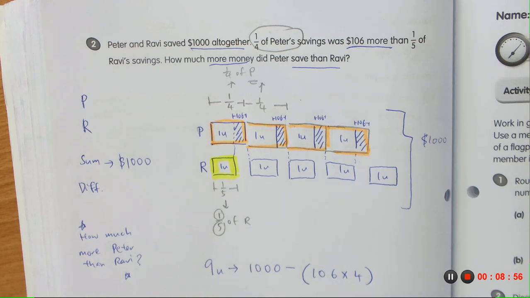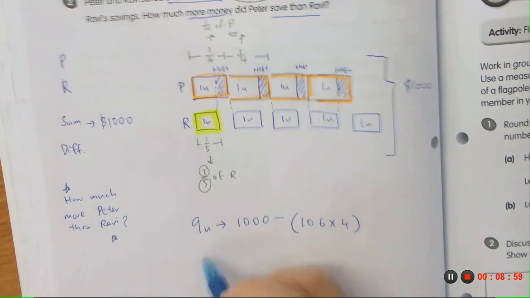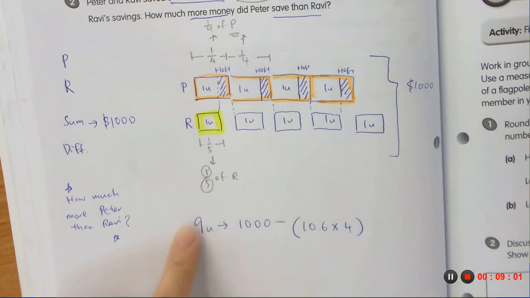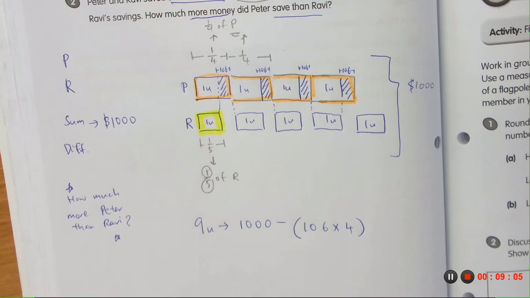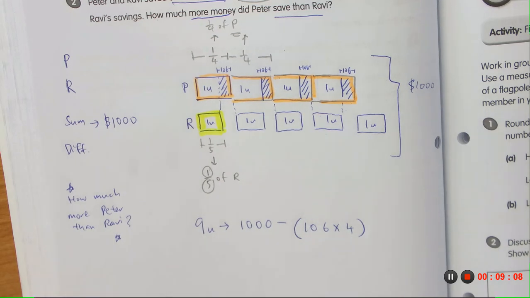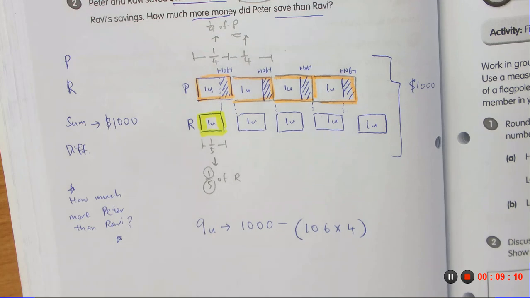The rest you can solve already, right? So ultimately, you solve already, you find that one unit. From that one unit, then you go on to find how much more Peter has than Ravi. Find Peter, find Ravi, then you minus. Right? Okay, that's it for this question. The rest no need to do.